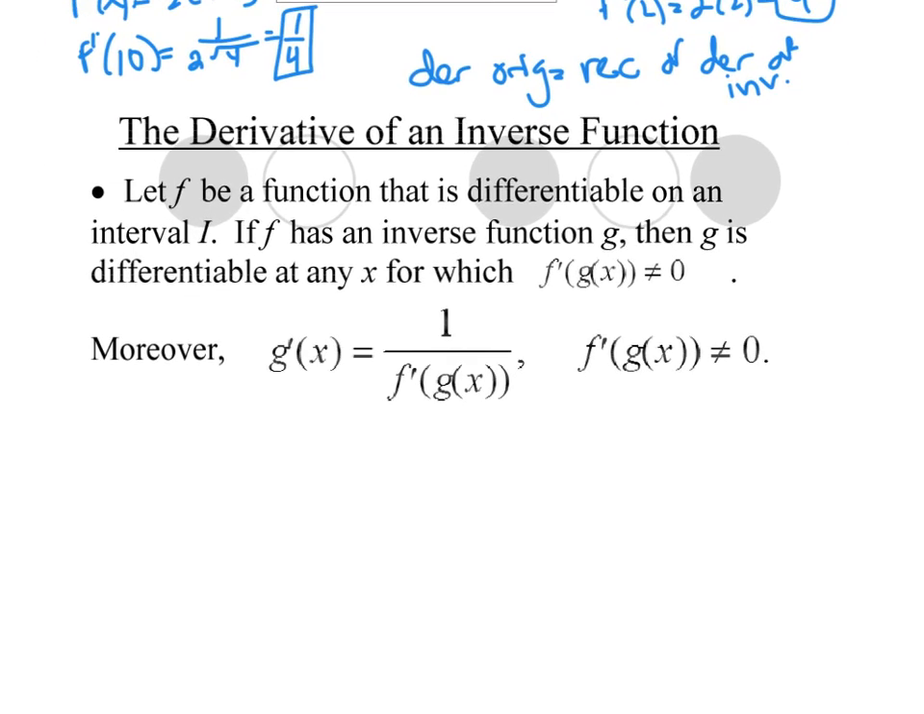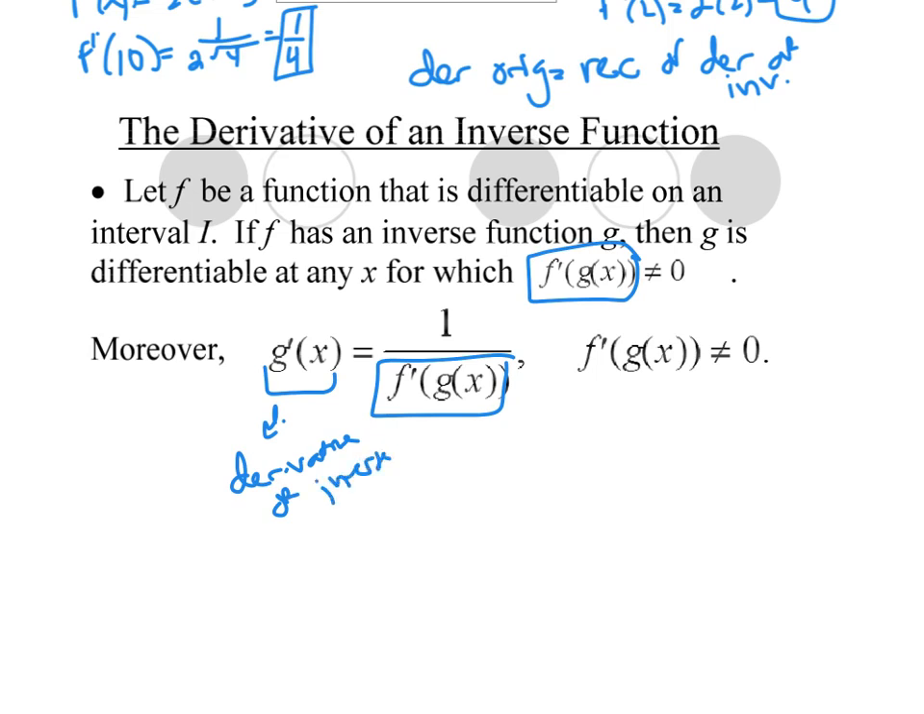So this is actually telling you exactly that. It says let f of x be differentiable. It's a function. If it has an inverse, then your composition can't equal 0, first of all, but that your derivative equals 1 over the same thing. So this is your derivative of g of x, which is your inverse.